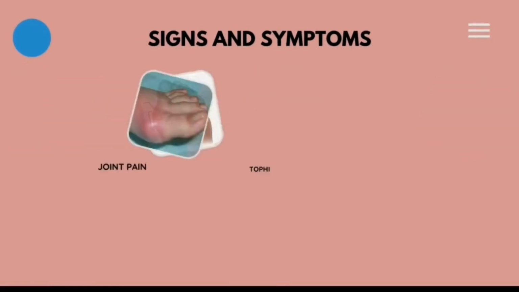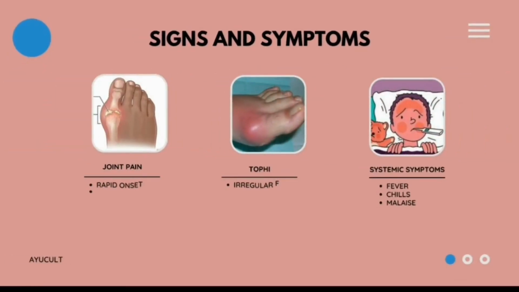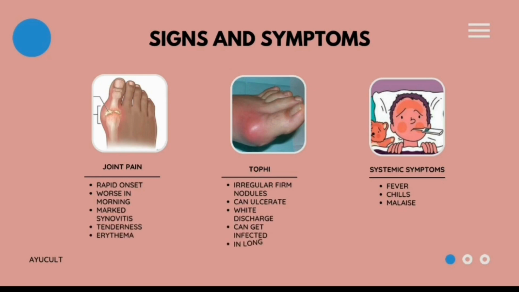Now, let's study about the clinical features of gout. The cardinal feature of gout is joint pain. This pain is of rapid onset. It is worse in the morning. There is marked synovitis, tenderness, and erythema over the joint. And having said that, the right great toe is the first part to get affected.